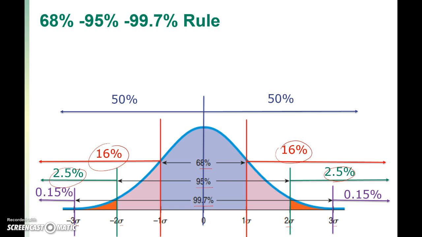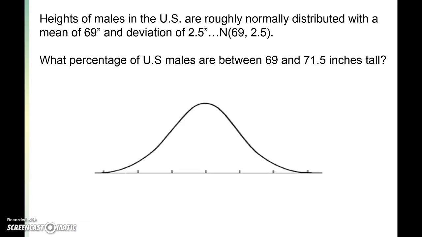Okay, so let's go ahead and apply this to a particular problem here. We actually know some information about the heights of males in the United States. We know that it's roughly normally distributed with a mean of 69 inches and a standard deviation of 2.5 inches. And again, I could write it with this particular notation here. All right, so the question that we're asked is, what percent of U.S. males are between 69 and 71.5 inches tall?